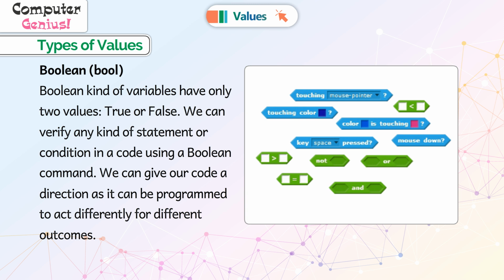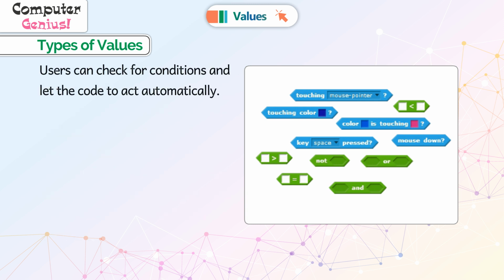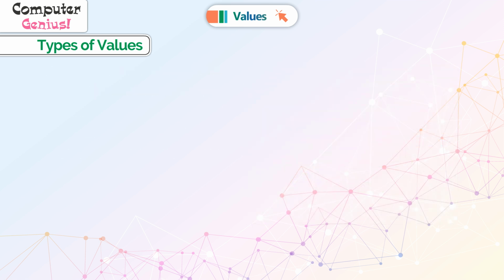Boolean, bool. Boolean kind of variables have only two values, true or false. We can verify any kind of statement or condition in a code using a Boolean command. We can give our code a direction as it can be programmed to act differently for different outcomes. Users can check for conditions and let the code act automatically.